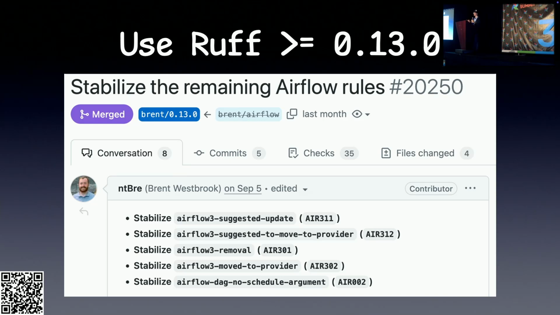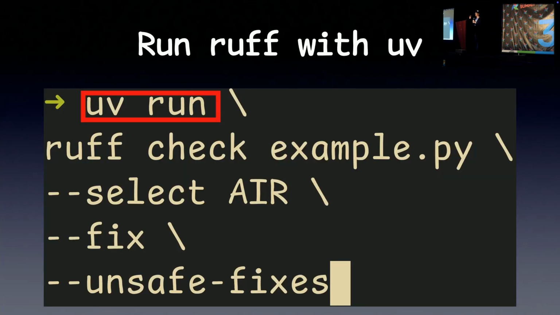And if you know there was a --preview flag, it's no longer needed because in Ruff 0.13.0, these Airflow rules were already stabilized. So you can skip the preview flag. If you don't know the preview flag, you don't need to know it now. And then you can run Ruff with uv. If you don't know uv, uv is basically a tool where you can run any kind of Python command line tool easily.